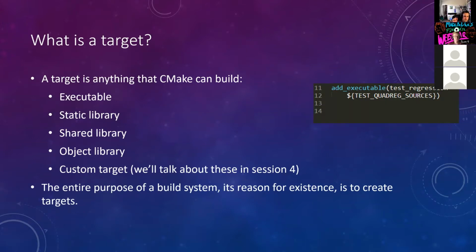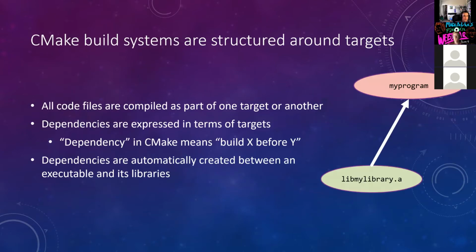We'll talk about these gradually, but just know that the entire purpose of a build system, the entire reason it exists, is to create targets. Building targets is the goal of your build system. Every single code file is part of one target or another. If your code file isn't part of a target, it's not going to get compiled.